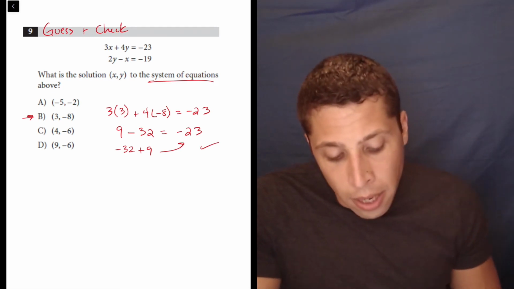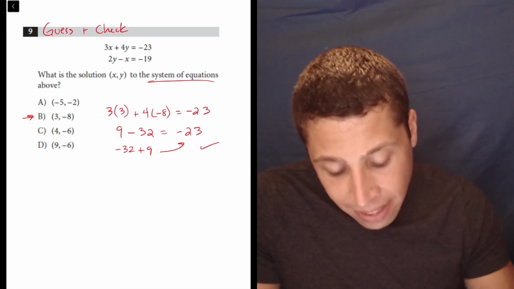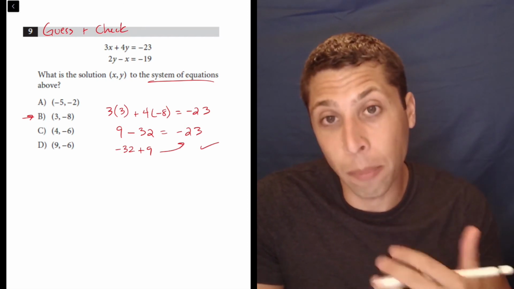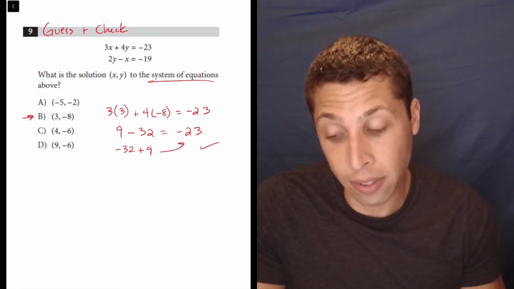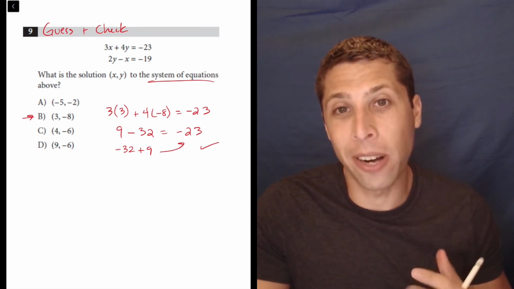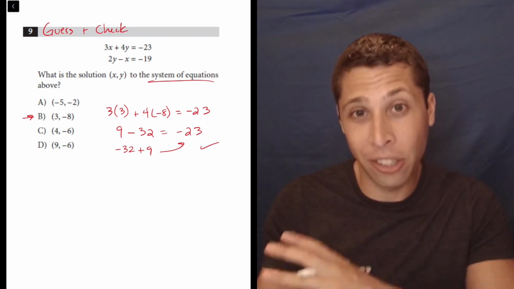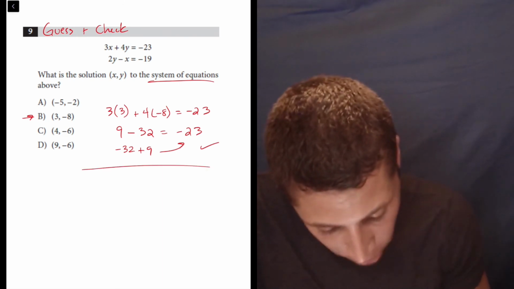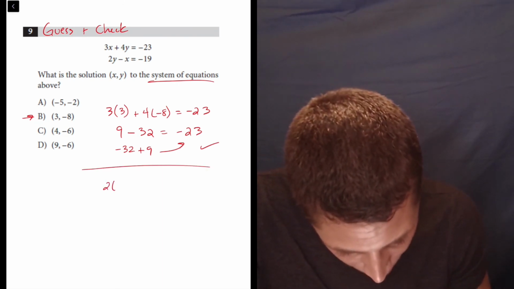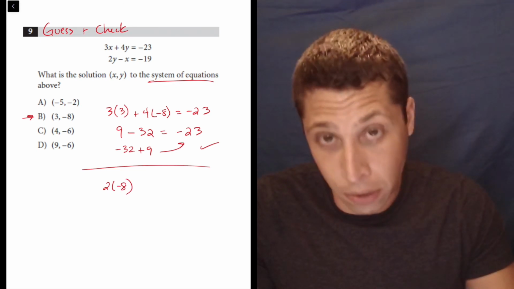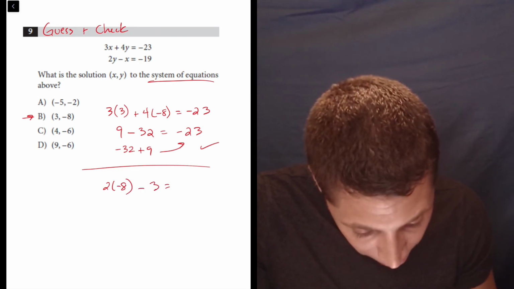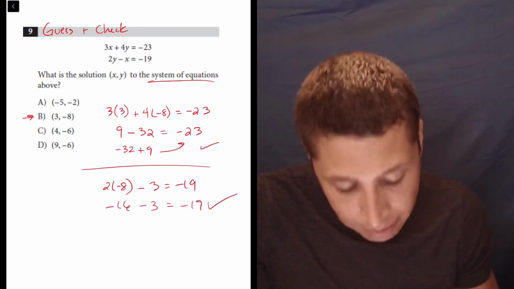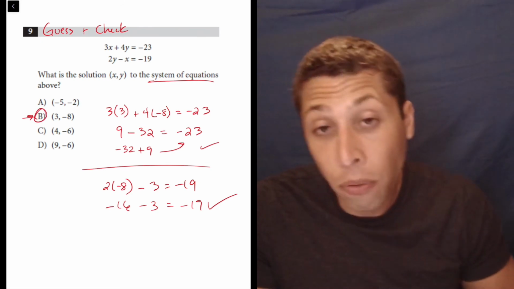What we need to do next, though, is that's not enough. We need to try the other equation, because a point of intersection needs to work in both equations. A lot of times the SAT makes the wrong answers work in one of the equations, but not the other. This is our way of making sure we're not getting fooled. So now we just need to make sure we line things up correctly. Now y is first, so it's 2 times -8 minus 3 is equal to -19. -16 minus 3 is in fact equal to -19. And there's my proof that choice B is correct.